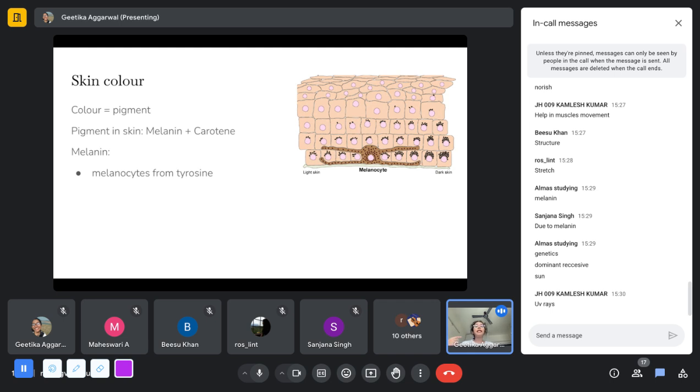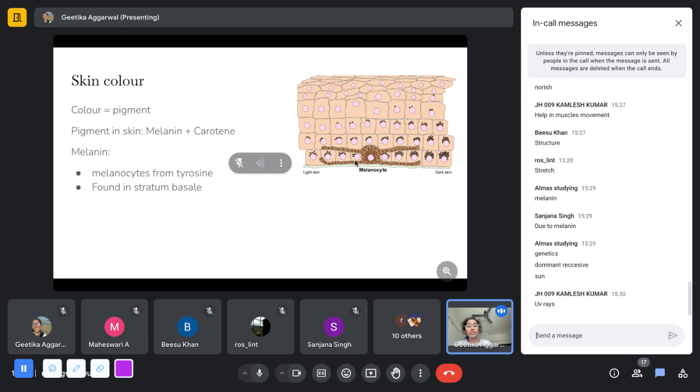Melanin is found in melanocytes, and it is produced in melanocytes from the amino acid tyrosine. So the amino acid tyrosine gets converted into melanin inside these melanocytes, and these are found in the stratum basale, or the stratum germinativum. And there is a difference in how many layers the melanin is found in fair skinned and darker skinned people.